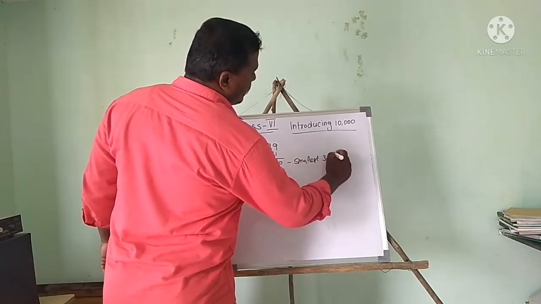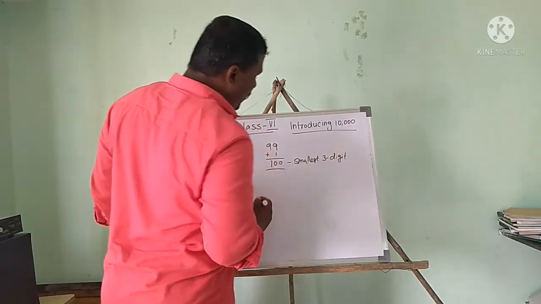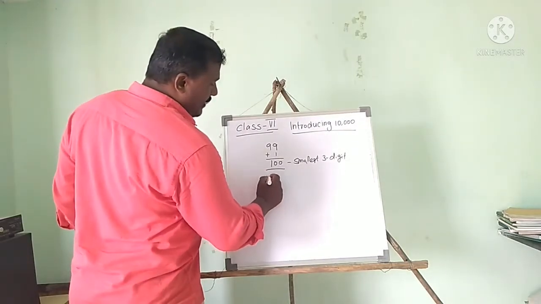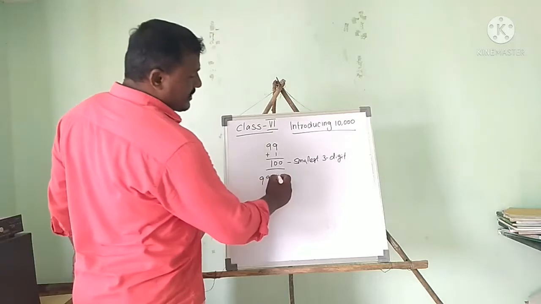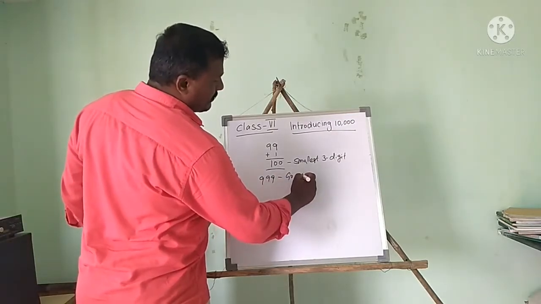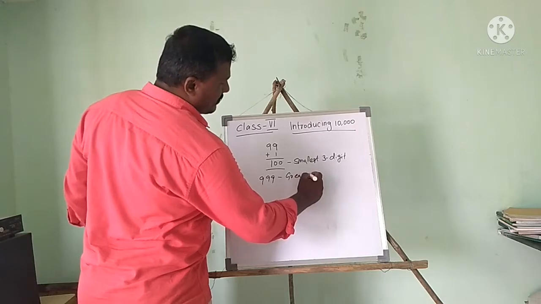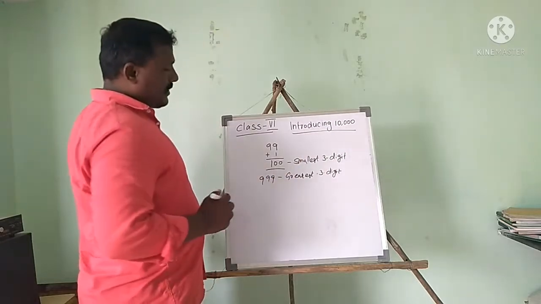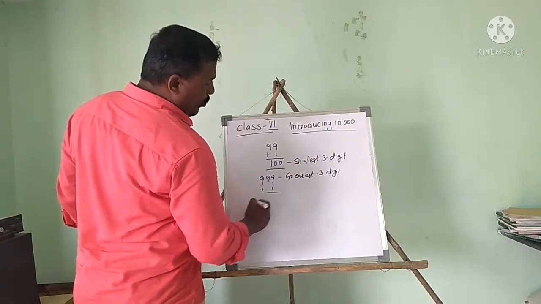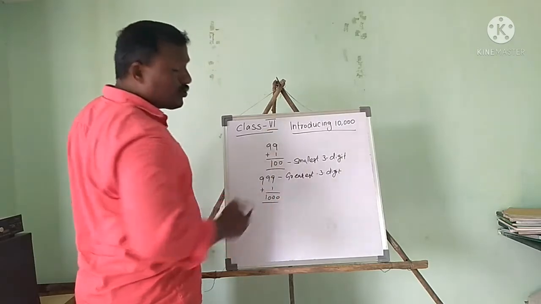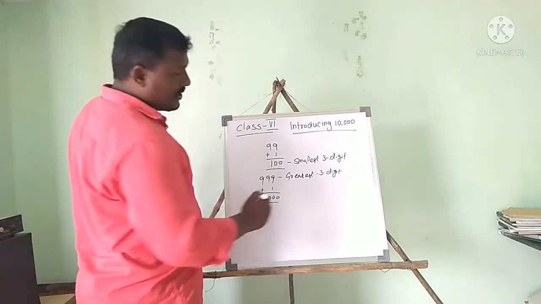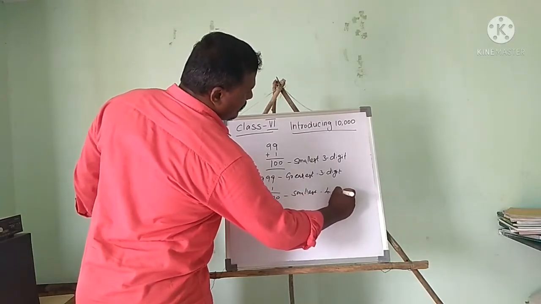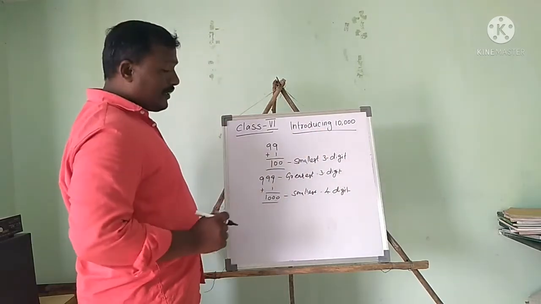The smallest 3-digit number, you know very well. Then the greatest 3-digit number, 999. This is the greatest 3-digit number. Okay. Then if you add 1, what will you get? You will get 1000. 1000 is the smallest 4-digit number.